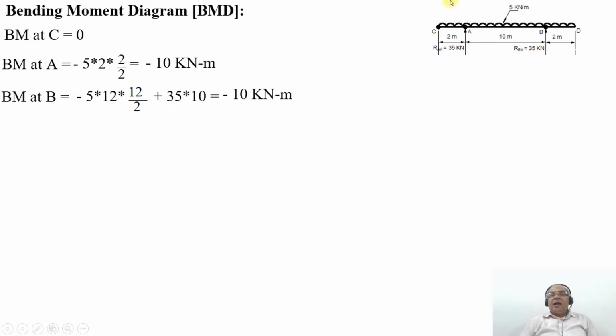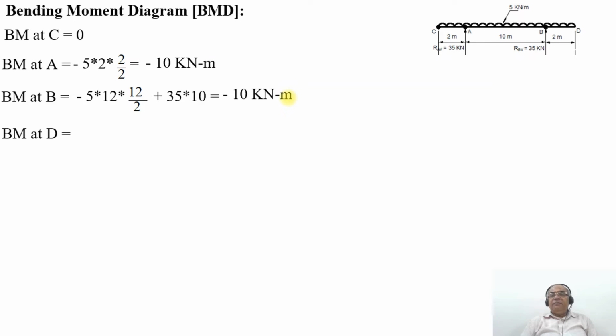That is because as the load is acting from the top, the bending moment hogs. Since it is a hogging bending moment, you are going to get negative, that is minus 5 into 12 by 2, plus, as you have a support reaction from the bottom direction, the bending moment is going to be a sagging bending moment between B and A. Because of the sagging bending moment, by convention it becomes positive. So plus 35 into 10, which will be equal to minus 10 kilonewton meter.